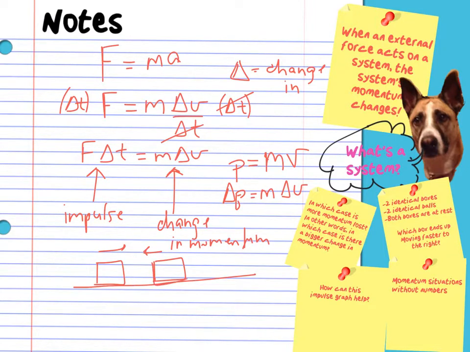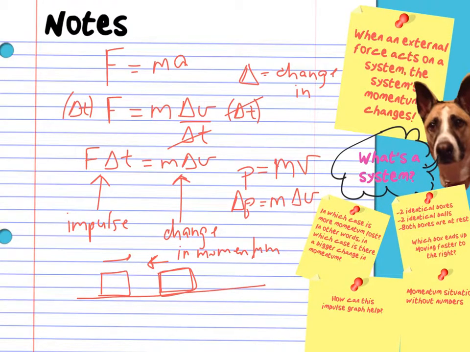I could say that the boxes are on a table, and the boxes and the table are my system. So a system is going to get defined when you have a problem, and it's usually just the objects that are moving in the system, or not moving, or the objects that are interacting in the system. So that's what that is, and you'll get a better idea of it when we start to do problems.